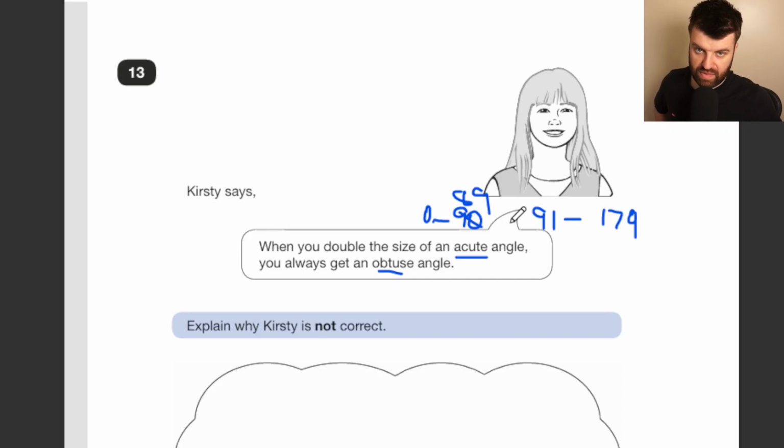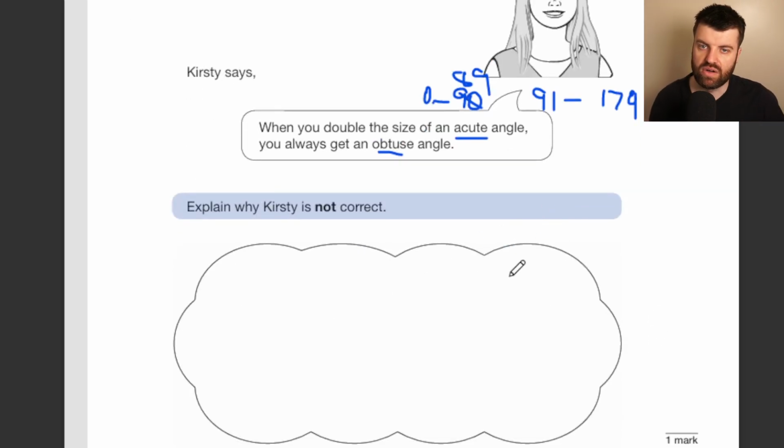Explain why Kirsty is not correct. So we're told Kirsty is not correct. It's not part of the answer to say, Kirsty is wrong. That will not get you a mark. What will get you a mark here is proof that she's wrong.